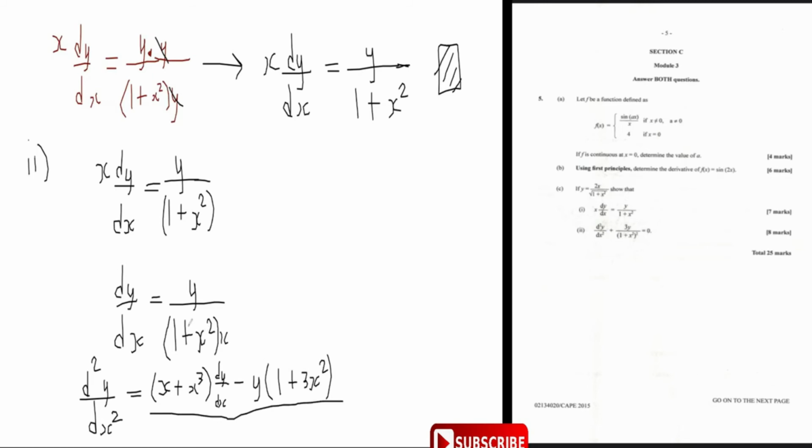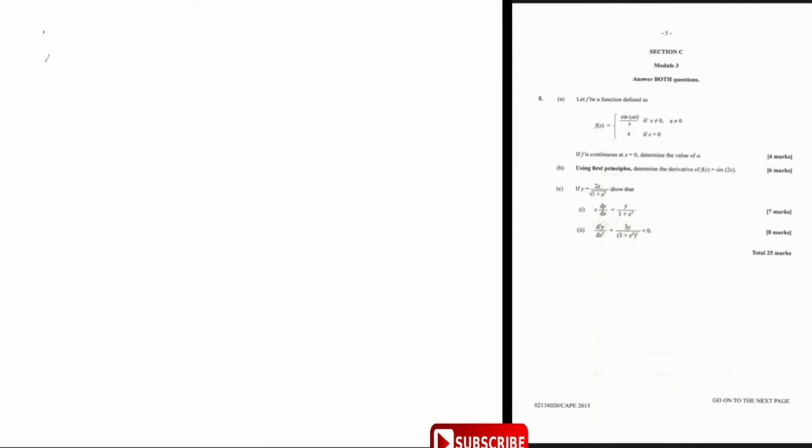All over the bottom square. When I'm squaring 1 plus x squared, what I'm going to get is (1 plus x squared) squared, so I get (1 plus x squared) squared times x squared. That's what I get when I square the denominator. So this is d2y by dx squared.